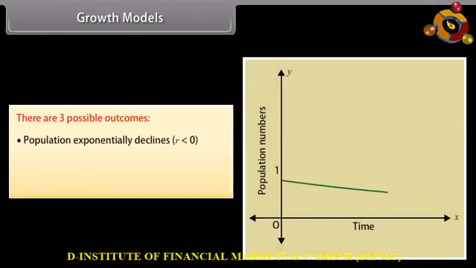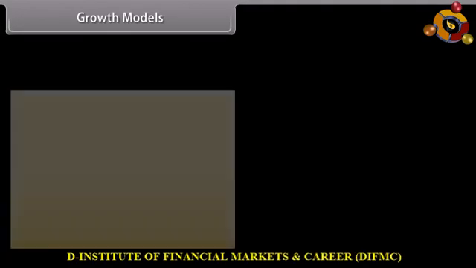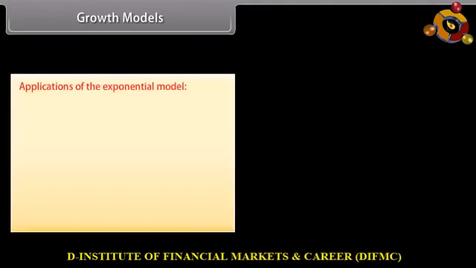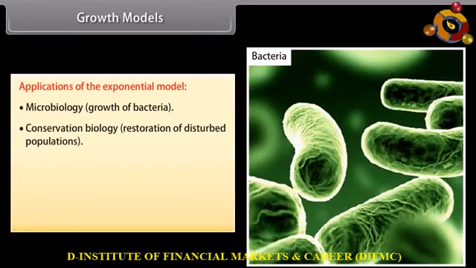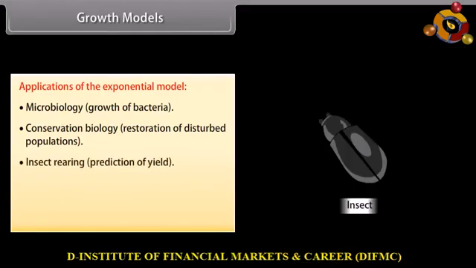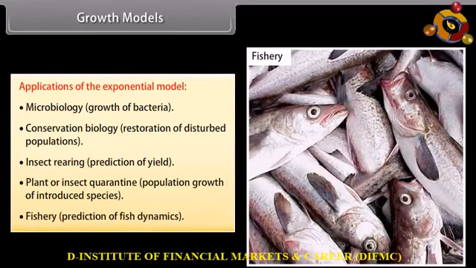There are three possible outcomes: population exponentially declines, population exponentially increases, population does not change. Applications of the exponential model: microbiology, growth of bacteria; conservation biology, restoration of disturbed populations; insect rearing, prediction of yield; plant or insect quarantine, population growth of introduced species; fishery, prediction of fish dynamics.